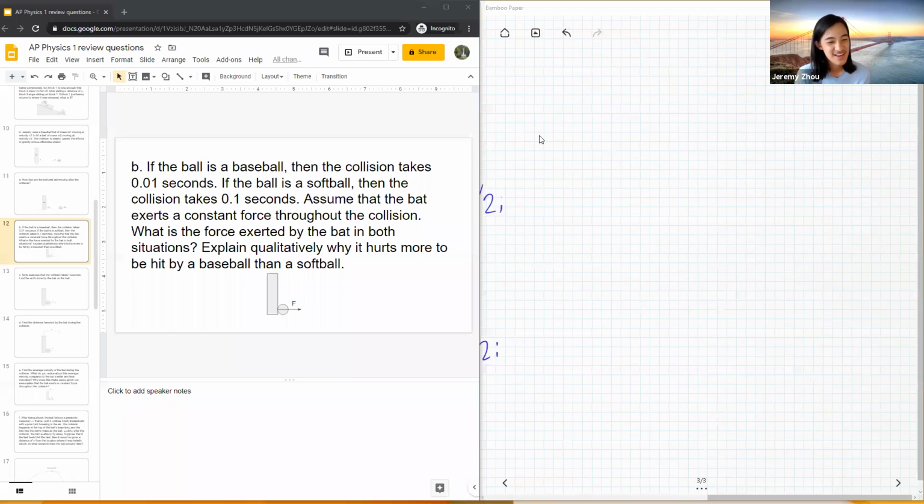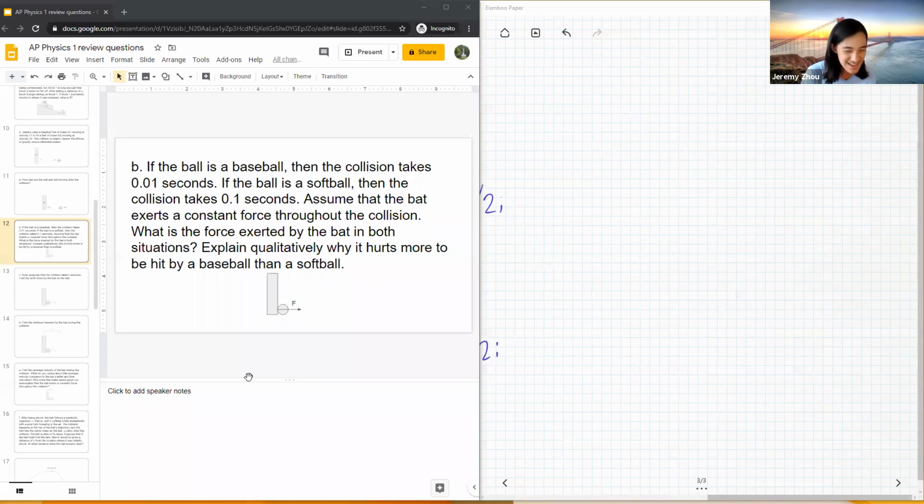I got through everything. So let's read this question. If the ball is a baseball, the collision takes 0.01 seconds. If the ball is a softball, the collision takes 0.1 seconds. Assume the bat exerts a constant force throughout the collision. Note, assume; I don't know if that's true. What is the force exerted by the bat in both situations? I assume this is true for the sake of this problem. Explain qualitatively why it hurts more to be hit by a baseball than a softball.